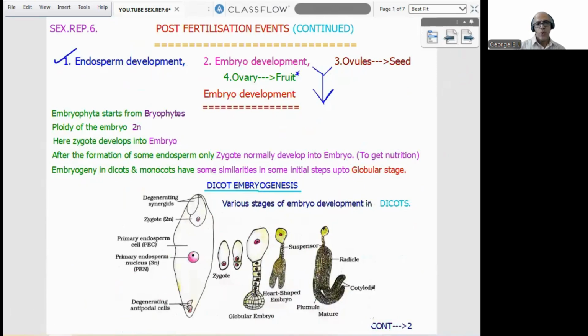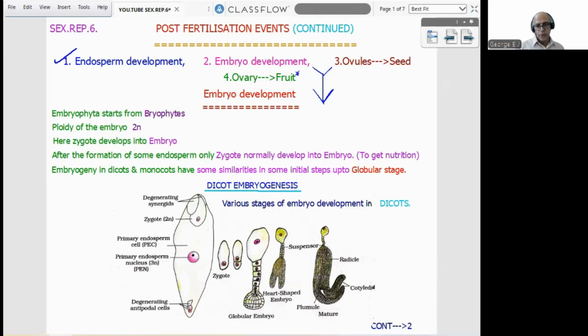This is the 6th episode of sexual reproduction in flowering plants. In this episode, we are mainly dealing with embryo development and ovules into seed. One more episode is needed to finish this chapter. We started with embryo development: embryophyta, ploidy, zygote into embryo, and why the endosperm has to develop first before the zygote develops into the embryo.